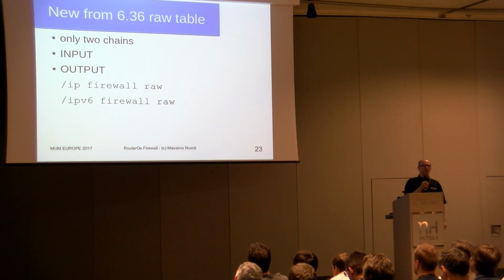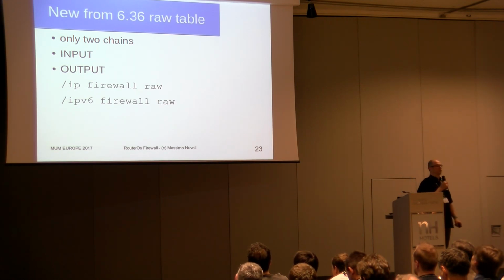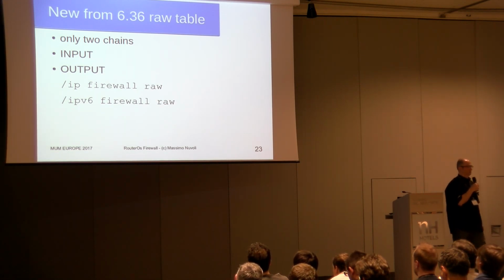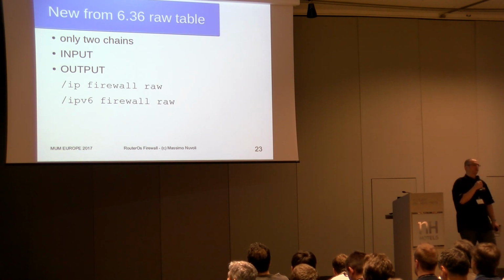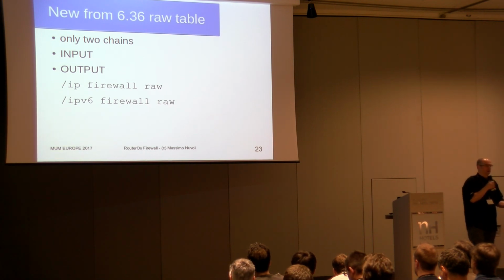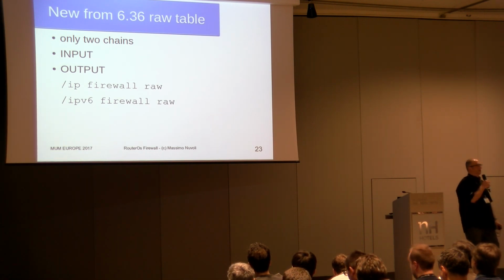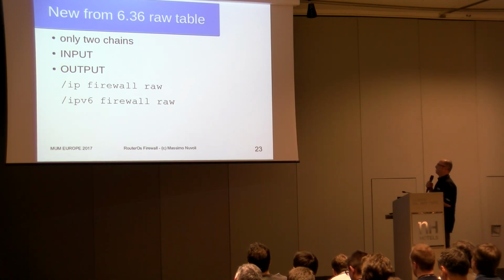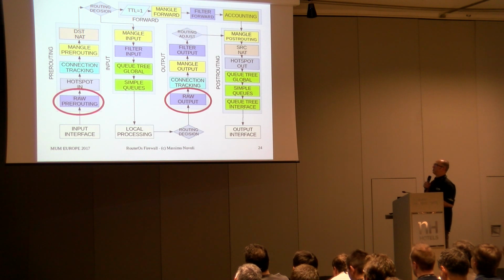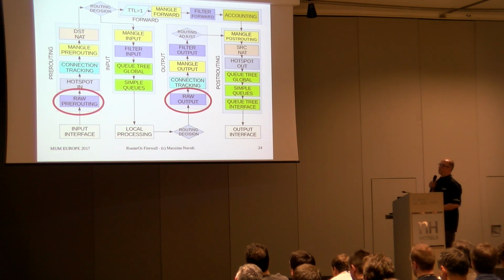Then this is a new item of the last year, the raw tables. The meaning of the raw tables is to try to control the traffic in the packet flow as early as possible. So if you see, raw pre-routing is the first one in pre-routing, and it is also the first one in output.